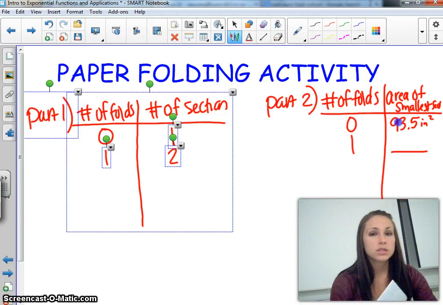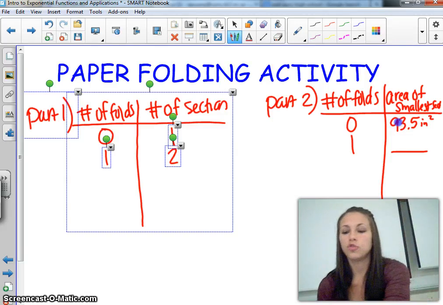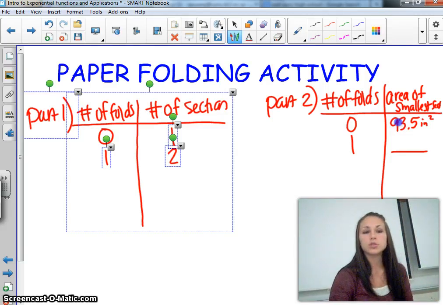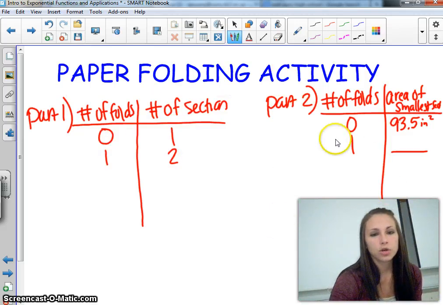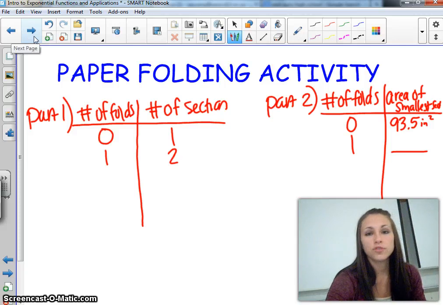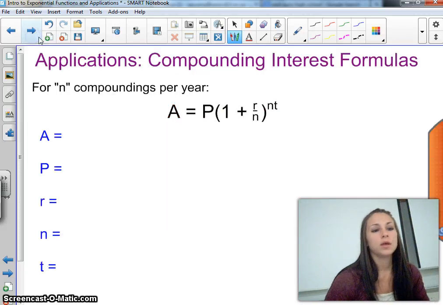So you'll finish this, so pause it right now, and then you'll finish this activity on your own, and I'll post another video to show you how to do that activity. So that's how you're going to start out, and you'll finish that on your own. Now, once you finish that, you can pick up and push play.